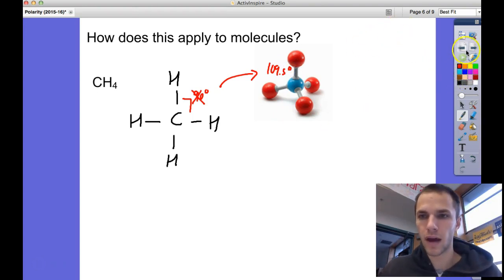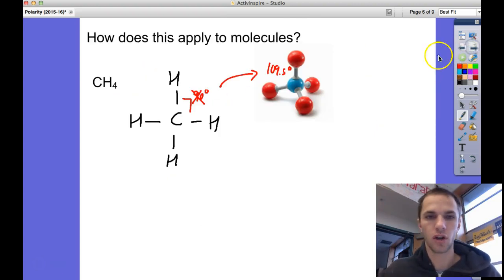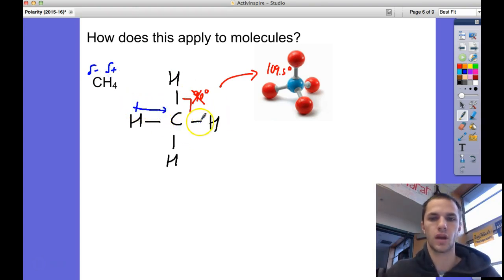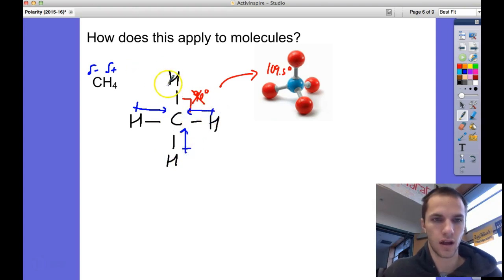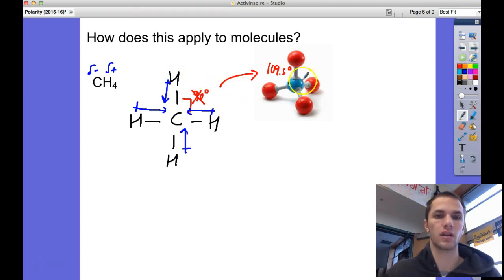So if we look back at this periodic table, we see carbon 2.5, hydrogen 2.1. So carbon is more electronegative. As a result, it's going to have a slight negative charge, and hydrogen will have a slight positive charge. So the dipole moment for this bond would look like this. But that's not the only bond in the molecule. There's also one here. So there'd be a dipole moment like this, and one like this, and one like this. So there's actually 4 dipole moments in this molecule.